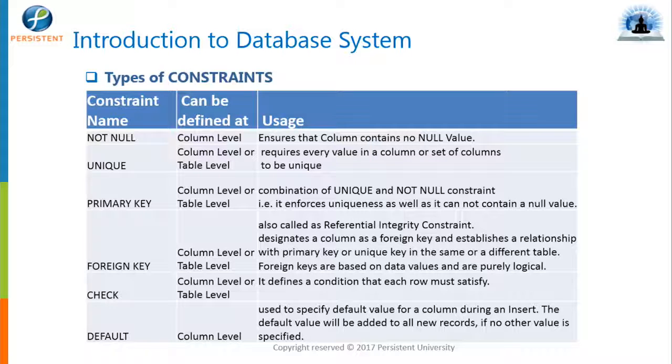Check constraint defines some condition that each row in a table must satisfy. Next is a default one. Default constraint is used to specify default value for a column. The default value is used to populate in a table if no other value is specified while insertion.